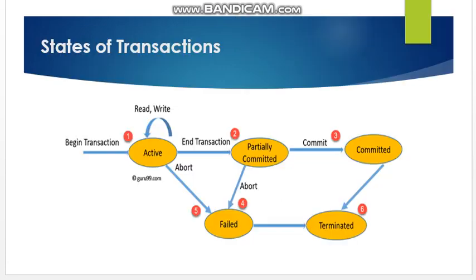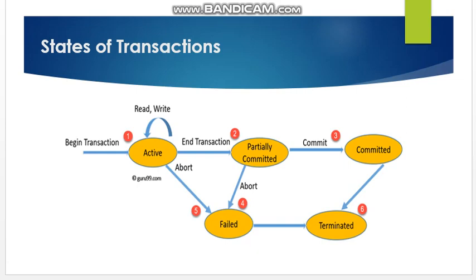Now we will go to the states of transactions. Once the transaction begins, the transaction is a set of read and write instructions. Once the transaction finds its begin keyword, it is in the active state. The transaction is active. Then after the whole set of instructions is executed, the transaction gets to the next state, that is the partially committed state. Once it finds the end, it gets into the partially committed state.